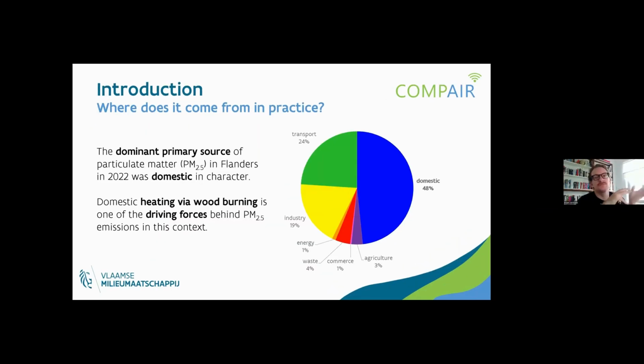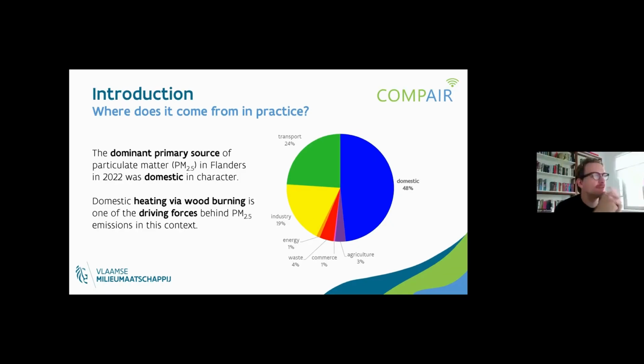So that's where it comes from in principle, or where it could come from, but where does it actually come from in practice? If we look at the emission data from Flanders, here we see a little bit of a pie graph showing these different percentages. This is based on just emission statistics in Flanders, and we see that the dominant primary source of particulate matter in Flanders, this is data from 2022, but this won't have changed much by now, was domestic in character, which means that it's related to residential areas, people living.